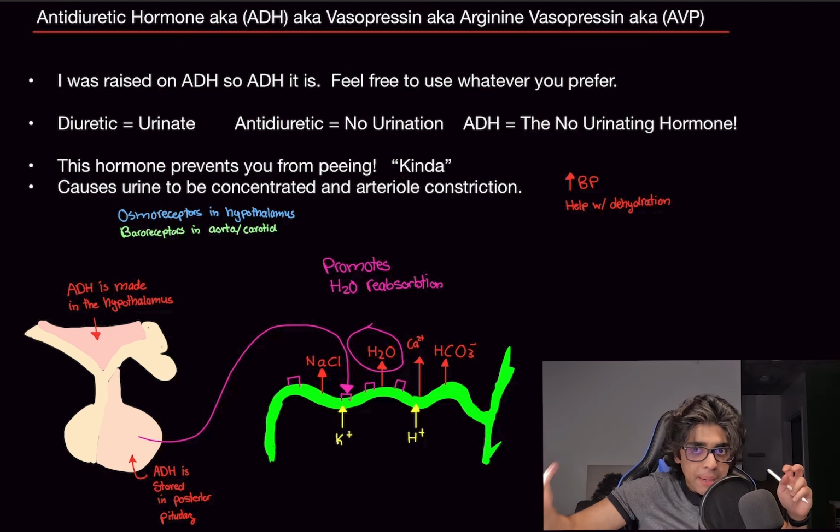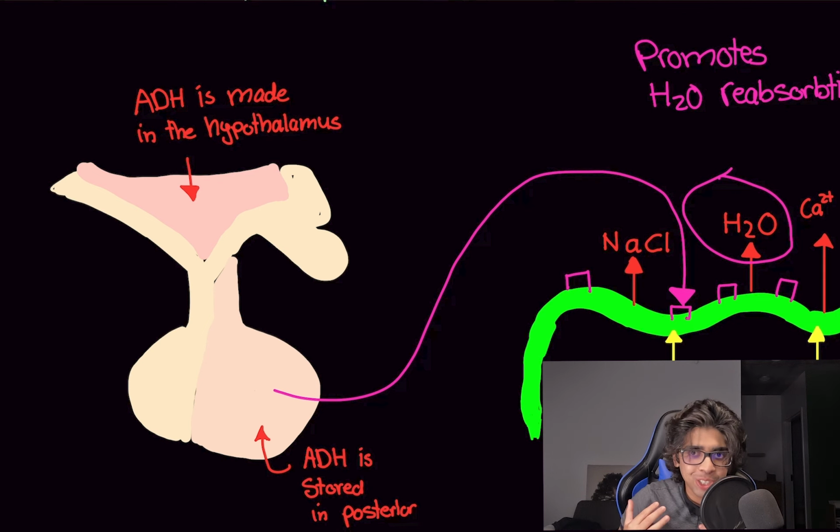How does it work? This testicular-looking anatomical structure is the hypothalamus and the pituitary gland. It's not the testicles. It looks like it, but it's not. ADH is made in the hypothalamus, and then it is stored in the posterior pituitary. This is the anterior pituitary, this is the posterior pituitary. ADH is stored there, and when it is needed, it will be transported to the DCT, causing water reabsorption. So water here is going to be reabsorbed into the blood at higher quantities.